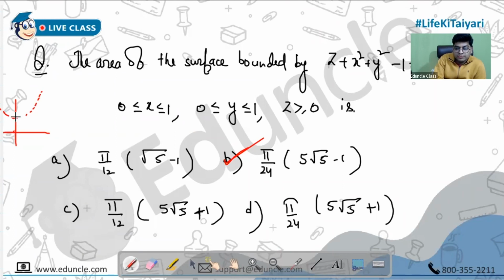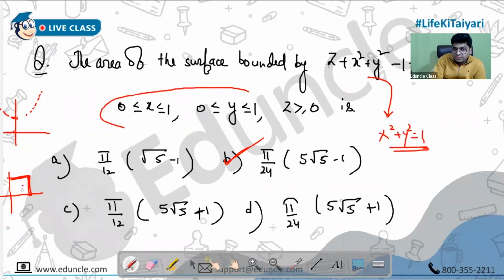Basically, when you take the parabolic sheet and you are doing all this, then the xy plane is the only thing in this, but you have to take the projection now. So if you take the projection, that will be x square plus y square equal to 1. This is the total region in which we have to bound it. This projection is bounded.